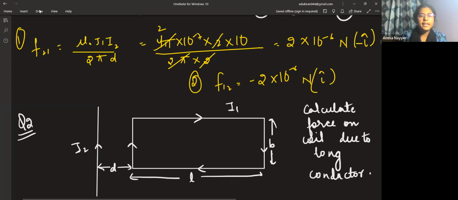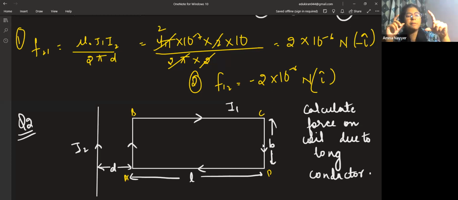See the second question. Here a rectangular coil and a straight wire are given. Let us name the coil A, B, C, D. Now we'll divide it into sides and solve. See AB, BC, CD and DA. These are 4 straight wires given to you which you have to solve.